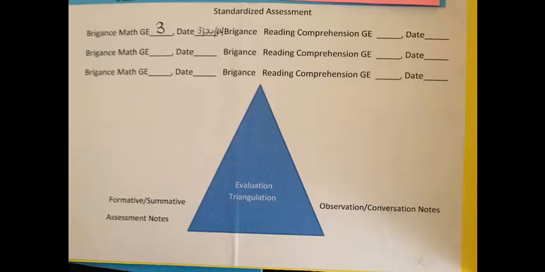Triangulation. When looking at a student's progress, you need to consider all three of the following: a standardized test, a summative or formative assessment, and observations. A child may say that they understand what you are teaching them, but when it comes to a summative test, they may not do very well. So instead of looking at just one factor, you need to look at all three to get a good judgment of where a child is at academically.